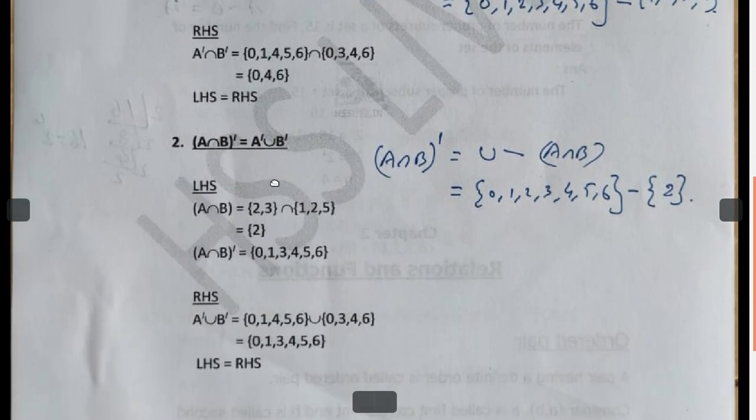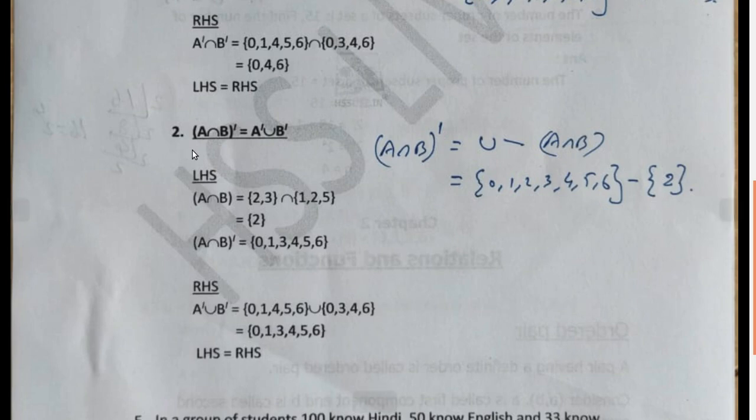Similarly, what about the second law of De Morgan's theorem? A intersection B whole complement is equal to A complement union B complement. Firstly we are finding A intersection B, which is the common part of both A and B. Here A is this one, B is this one. Clearly A intersection B is {2}. Then what about its complement? U difference A intersection B. So the answer is this one. That is all about the left hand side. A intersection B complement is equal to U difference A intersection B. So you will get this step and hence this answer.